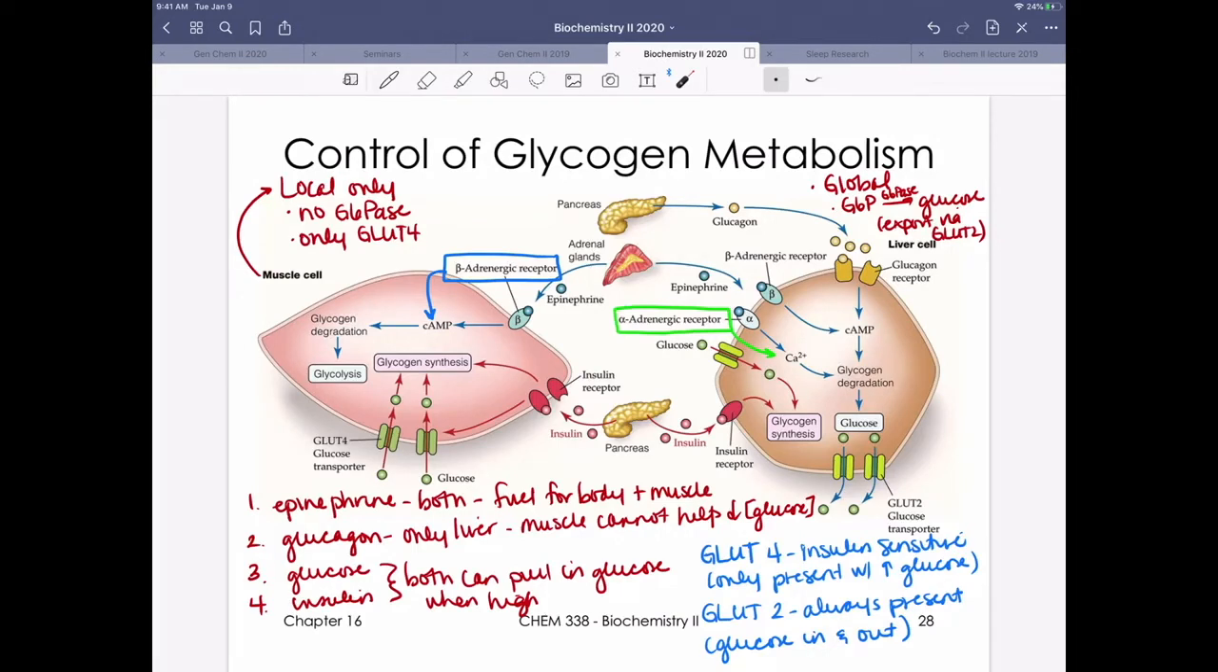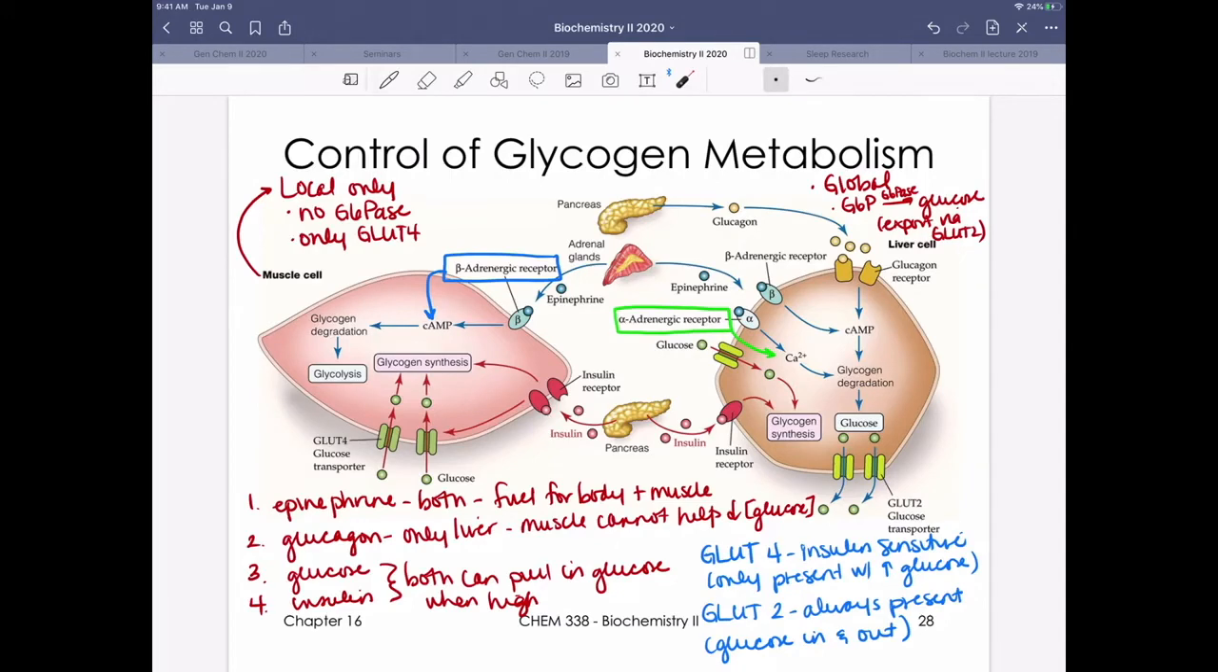Again, contrast that with your liver. Your liver is going to respond to glucagon. It's going to break down glycogen stores into free glucose. And because these transporters are always present, the high concentration of glucose on the inside as you're breaking down your glycogen will allow that to be exported to your bloodstream to help remedy that global need.